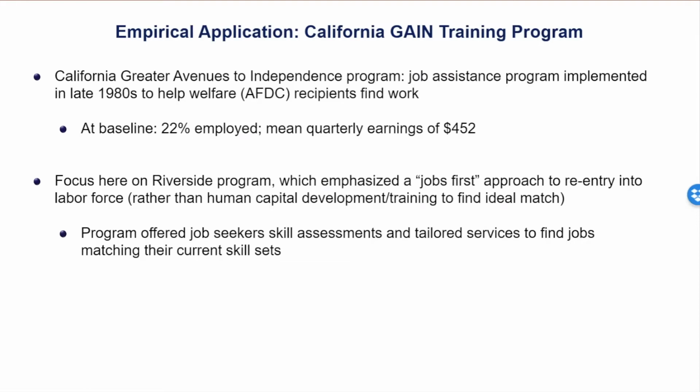So the application that we show in the paper comes from the California GAIN training program. This California Greater Avenues to Independence program tried to help welfare recipients find work. At baseline, 22% were employed, and they had mean quarterly earnings of $452. Here we focus on what's called the Riverside program for Riverside County, and that emphasized a jobs-first approach to reentry in the labor force rather than human capital development or training. And the program offered job seekers skill assessments and tailored services to find jobs matching their current skill sets.